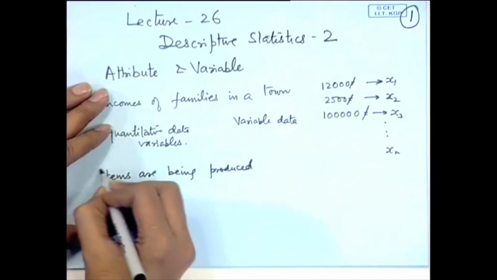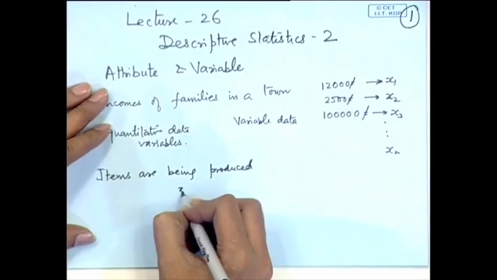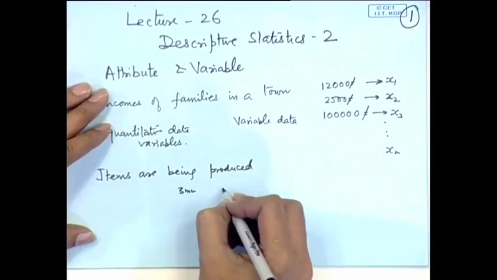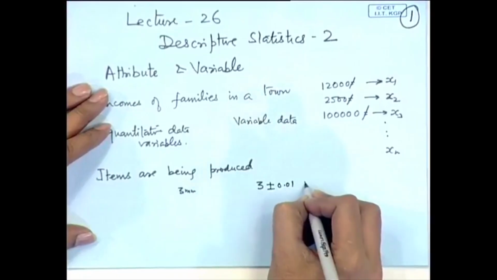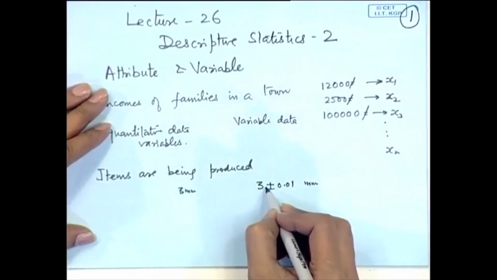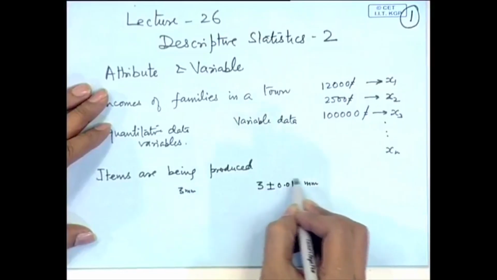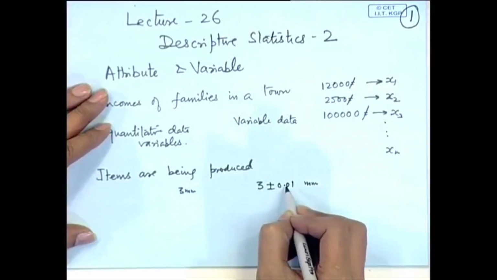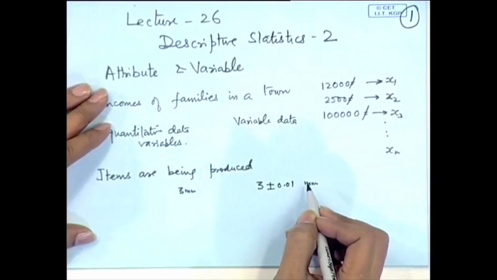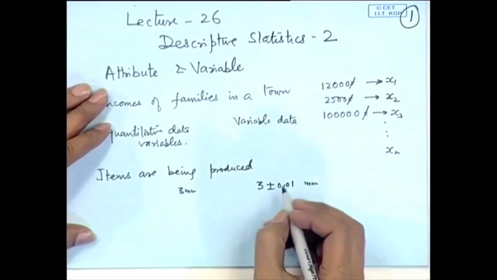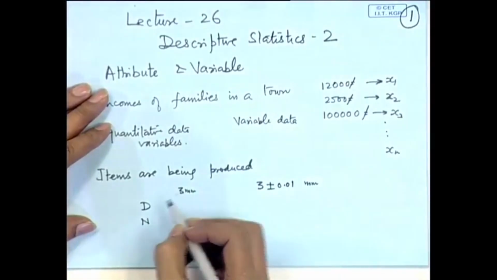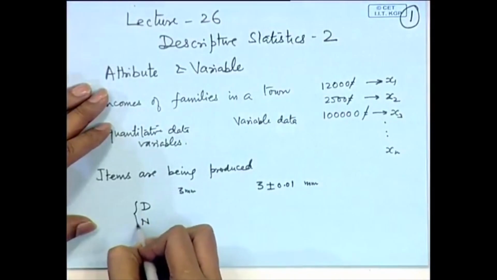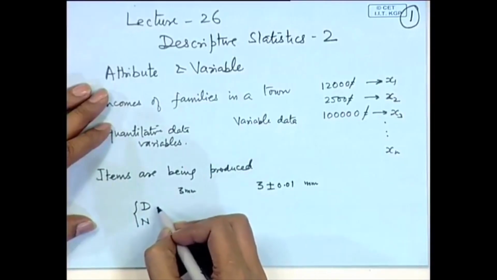For example, if the average diameter is say 3 mm and we specify the limits as 3 plus minus 0.01 mm, then if a bolt produced has a diameter between 2.99 mm and 3.01 mm, it is considered to be all right, otherwise it is said to be defective. However, the inspector reports an item to be defective or non-defective. So, corresponding to each item, the value recorded is either D or N.